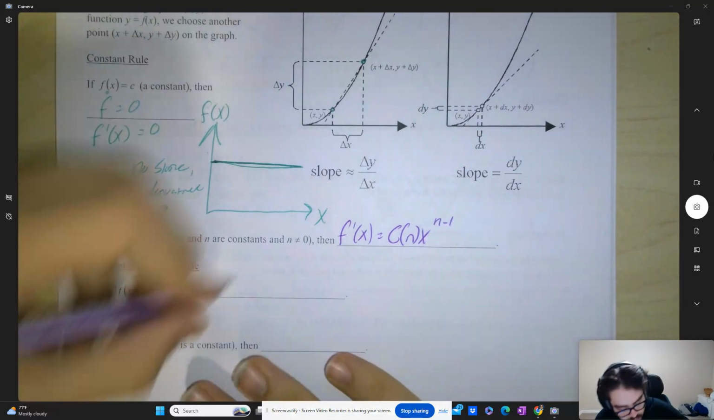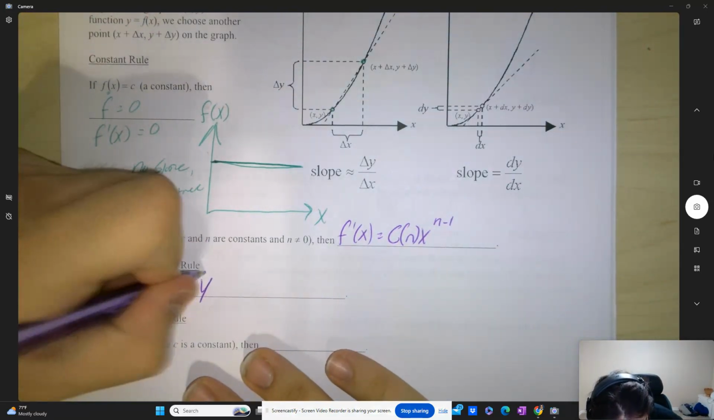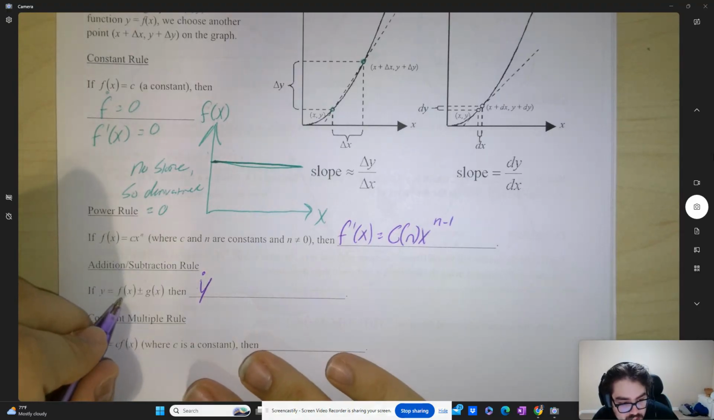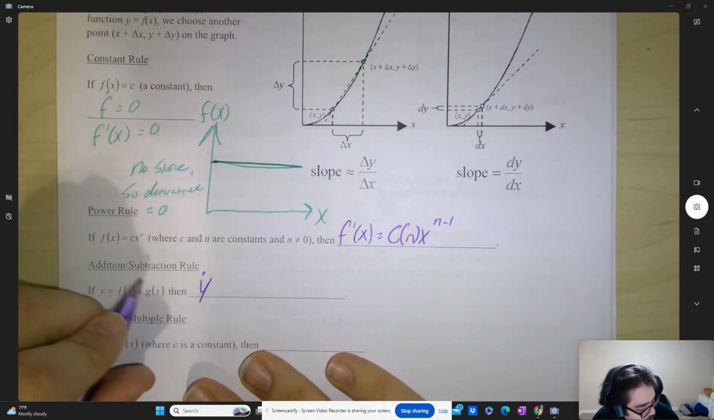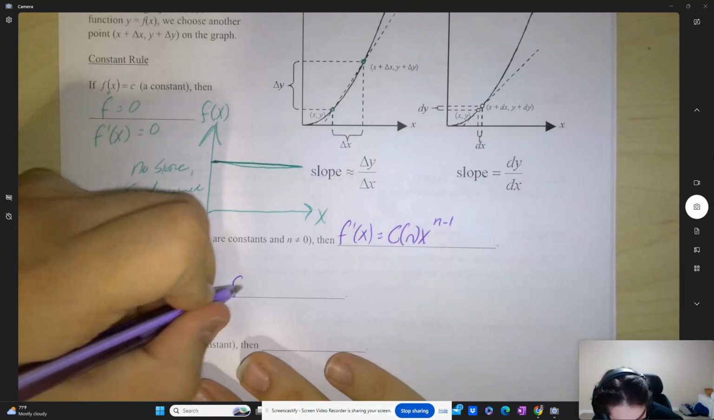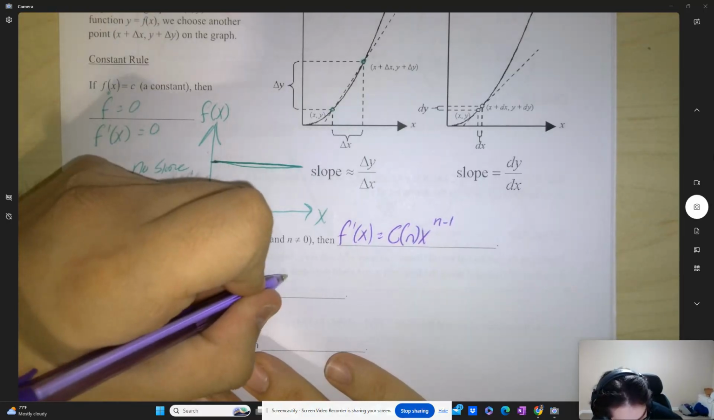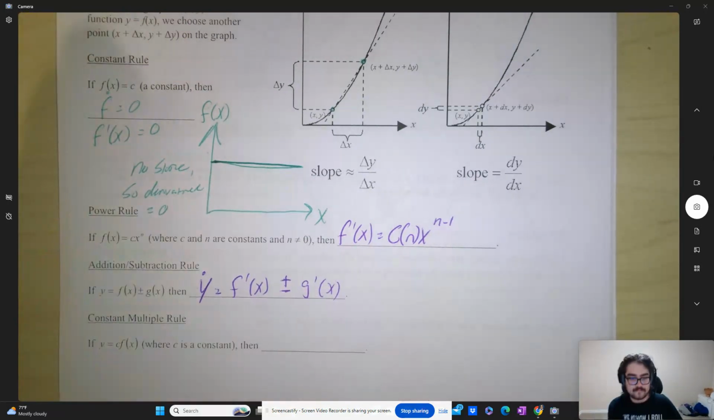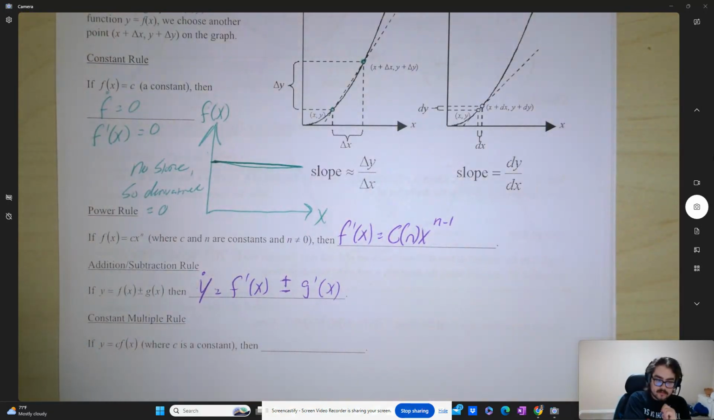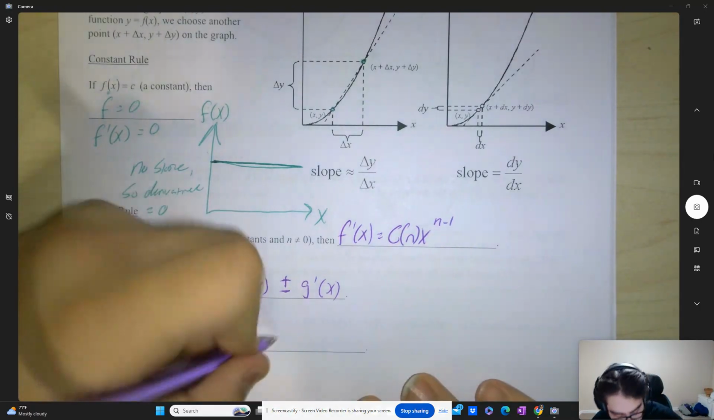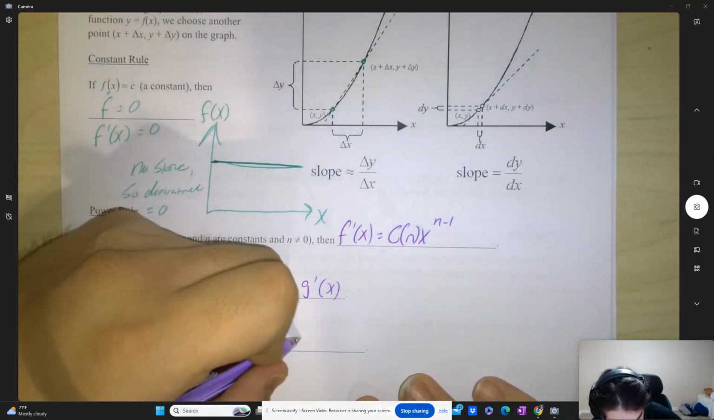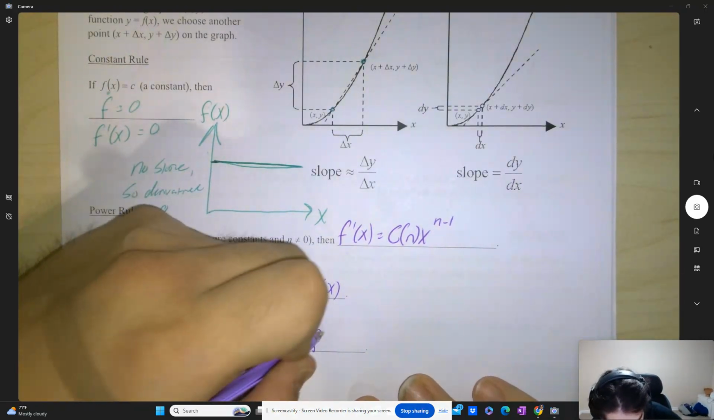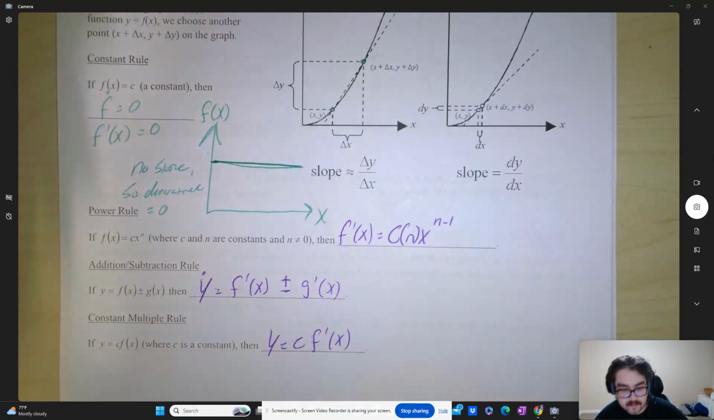The addition subtraction rule is that if you have y equal to one function plus or minus another function, then all you have to do is take the derivative of those two functions separately, and then you can still add or subtract them just fine. The constant multiple rule: if you have a constant in front of a function, like a function multiplied by some constant like 5, then you don't do anything to the constant. You leave it be. So the constant stays there, and then f prime of x.